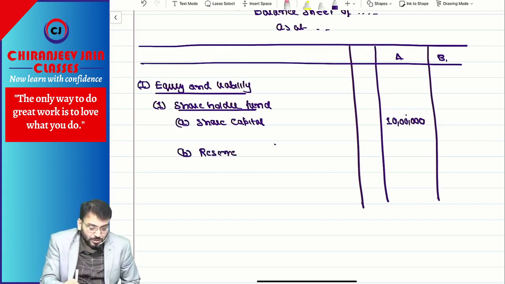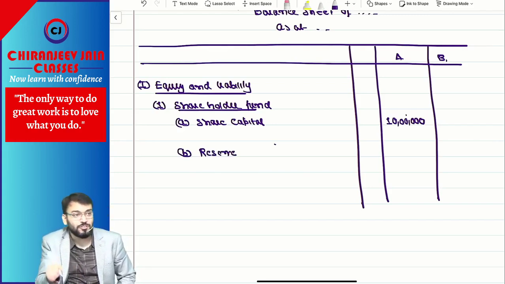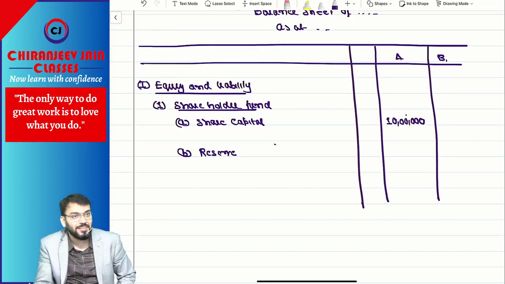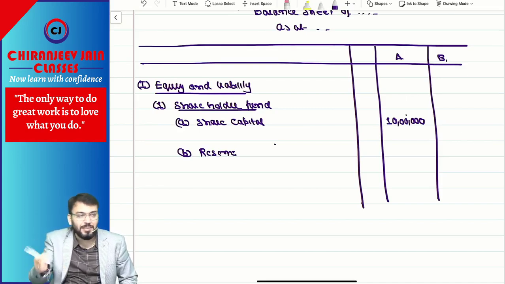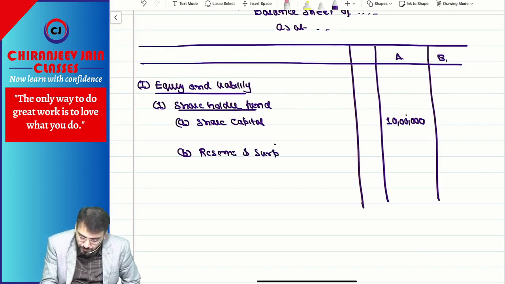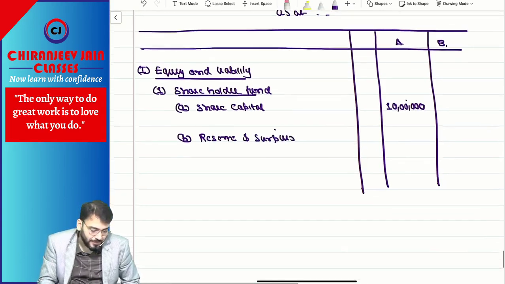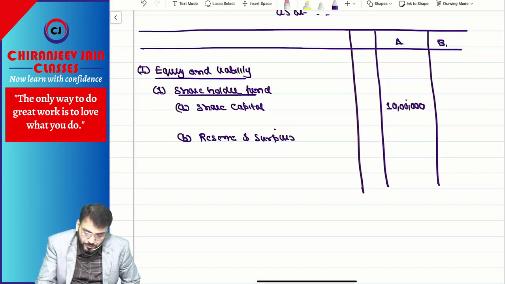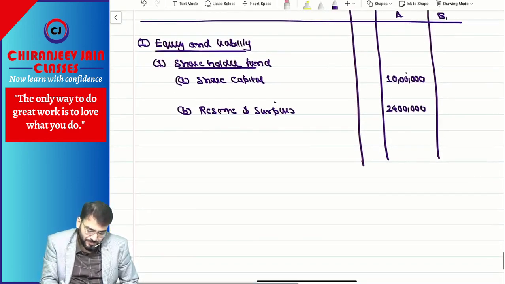But the reserves and surplus. That 12 lakh profit is a post-acquisition profit. Post-acquisition profit will be allocated to A and B in the respective ratio, so A and B means 1:1. First you give me only A. So reserves and surplus will become 18 lakh plus 6 lakh. How much? 24 lakh. You can do B also.